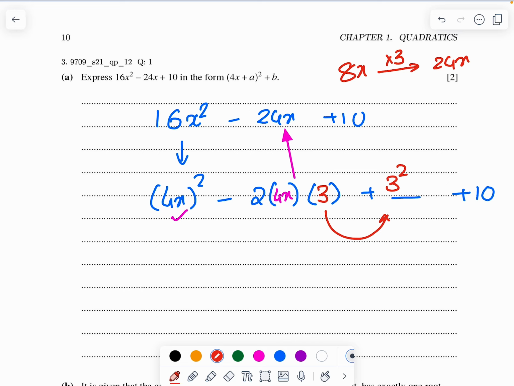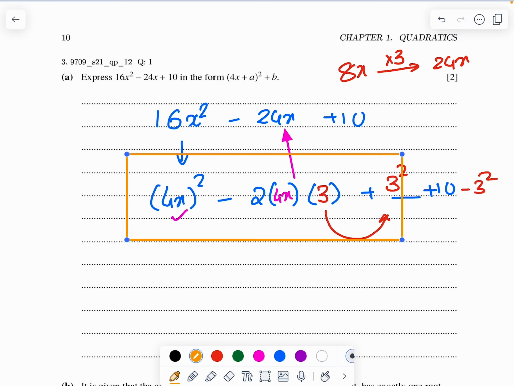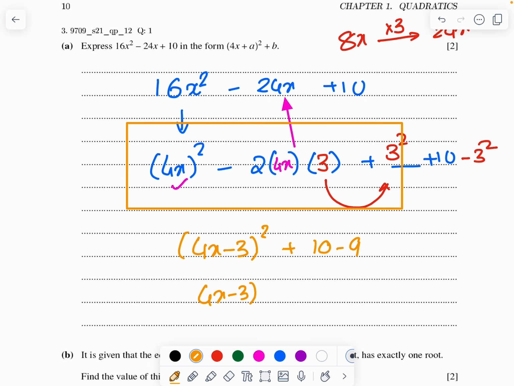So what can I do? Add 3 square and subtract 3 square, with the plus 10 that was there. The point of doing that is these 3 terms can be combined. These 3 will form a perfect square, which is nothing but 4x minus 3 whole square. Then it is 10 minus 9, which is nothing but 1. So 4x minus 3 whole square plus 1. So don't forget to write it out. A value is negative 3 and B value is 1.